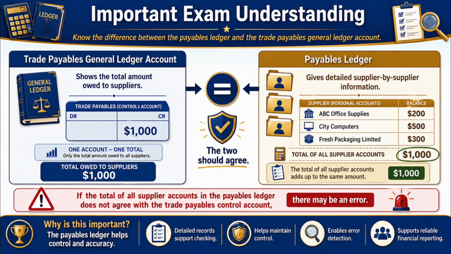Important exam understanding. For your exam, you should understand the difference between the Payables Ledger and the Trade Payables General Ledger account. The Payables Ledger gives detailed supplier-by-supplier information. The Trade Payables General Ledger account gives the total amount owed to suppliers. The two should agree. If the total of all supplier accounts in the Payables Ledger does not agree with the Trade Payables Control account, then there may be an error. This is why the Payables Ledger is important for control and accuracy.